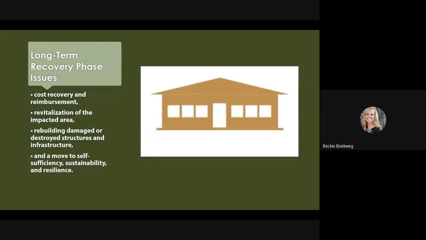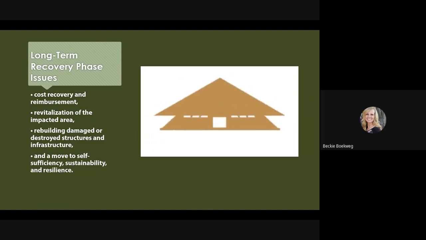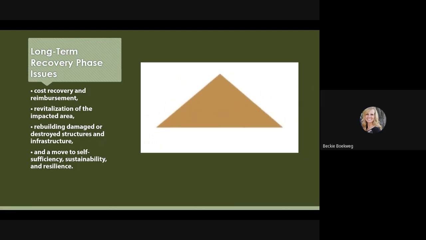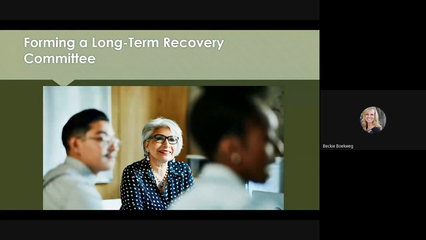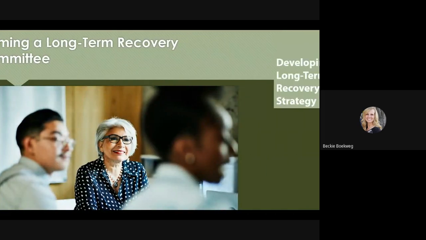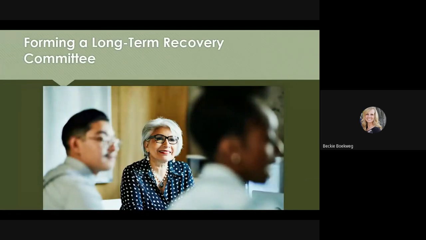This phase of recovery may address such issues as cost recovery and reimbursement, revitalization of the impacted area, rebuilding damaged or destroyed structures and infrastructure, and a move to self-sufficiency, sustainability, and resilience. Examples of long-term recovery activities include forming a long-term recovery committee that is composed of government, NGOs, and community organizations having a role to play in disaster recovery operations, and ensuring the right people are included within the long-term recovery committee and are supported by their home agency or organization.